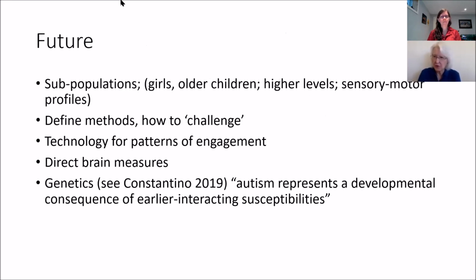So I think if we think about the future for research, we need research that looks at subpopulations. Girls are often left out because there are fewer girls with autism. Older children, higher levels, and I think very importantly, looking at populations with different sensory motor profiles. The children who have lots of motor difficulties, the children who are highly reactive, the ones that are underreactive, and how they respond differently to different interventions.